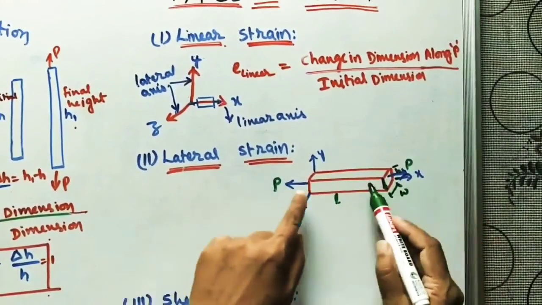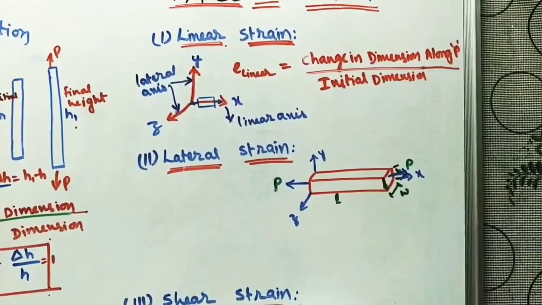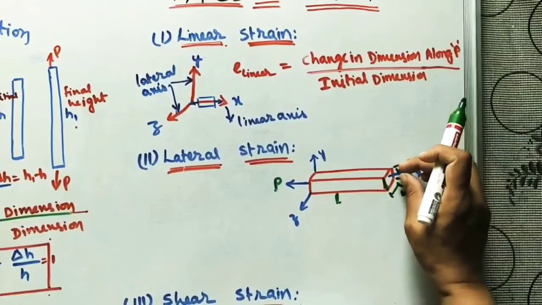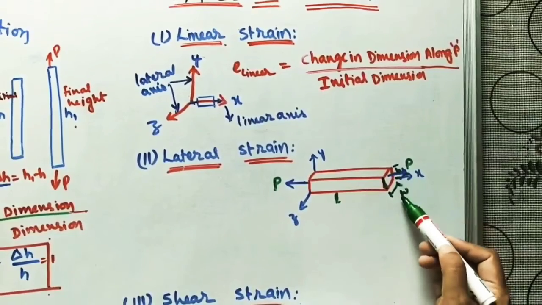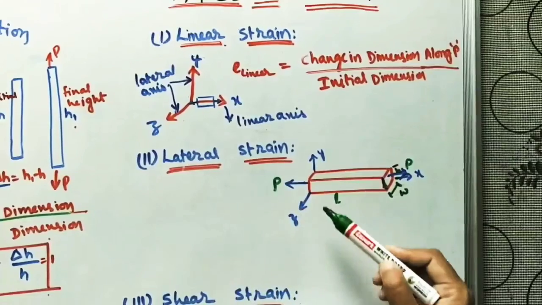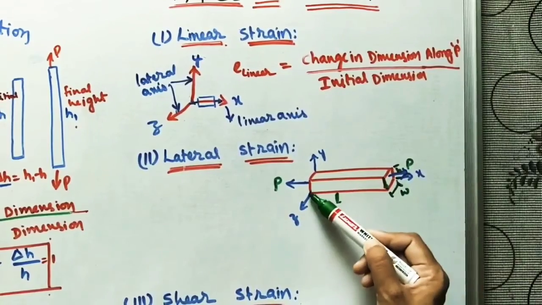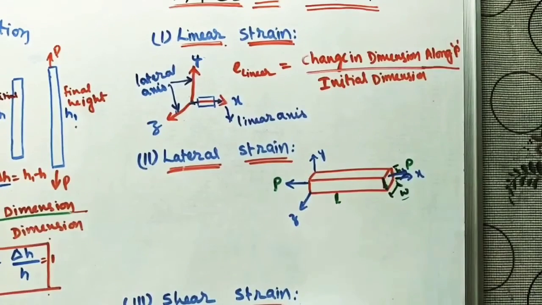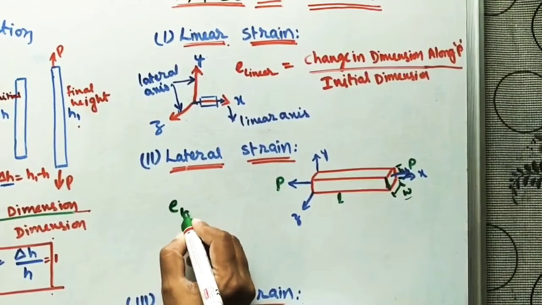If you are applying the force along any axis, the other two dimensions also change. Length is increasing, but the height and width are getting reduced because of the application of this force. The other two axis dimensions are changing. What are the other two axis names? Lateral axis. Along the y-axis some strain will develop because of the change in height, and because of the change in width, strain will develop along the z-axis. That strain is called lateral strain.